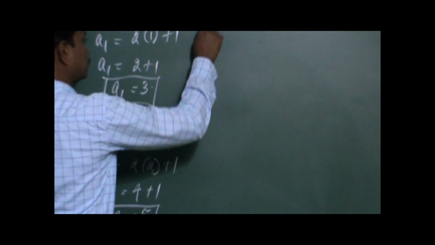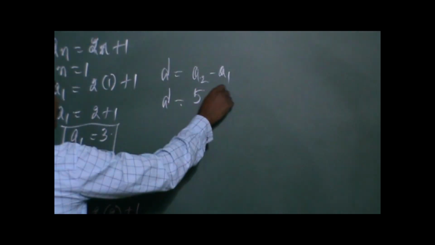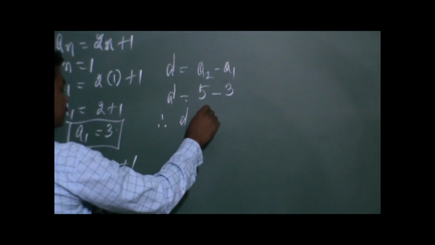Next we will find out the second term. So an is equal to 2n plus 1. Put n is equal to 2, substitute that. So a2 is equal to 2 into 2 plus 1. So a2 is equal to 4 plus 1. a2 is equal to 5. Why we need to find out a2 here means, in order to find out the common difference, we have to take the difference between the second term and the first term. Therefore I have found out the second term here. So d is equal to, the simple formula, a2 minus a1. So d is equal to, a2 stands for 5 minus a1 is 3. Therefore d is equal to 2.